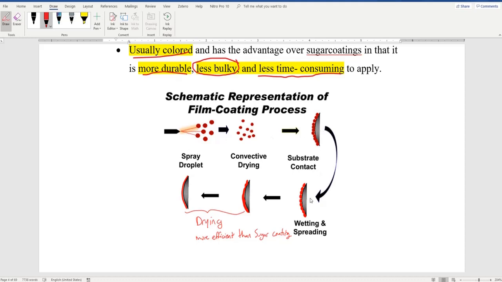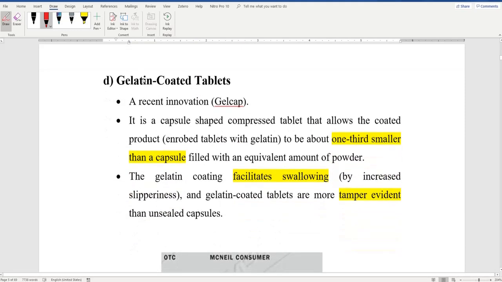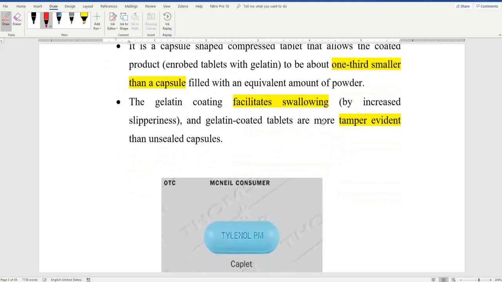You spray it onto the tablet, the drops spread around the tablets, and then you dry it. Okay, and that's how you get the film. Another type of tablets is gelatin coated tablets. An example of this is the gel cap.